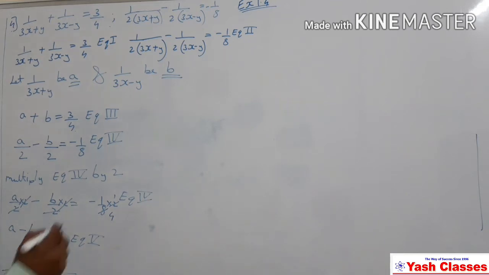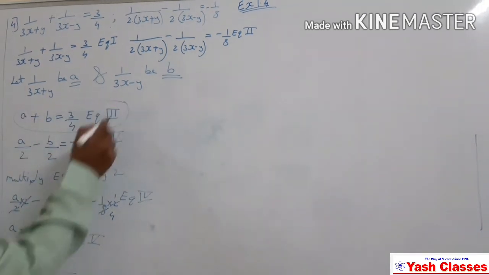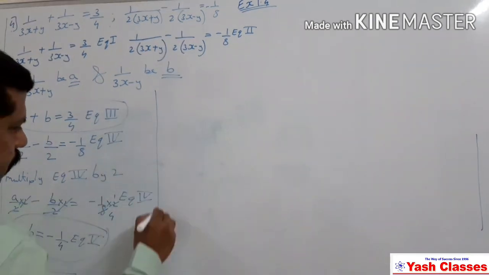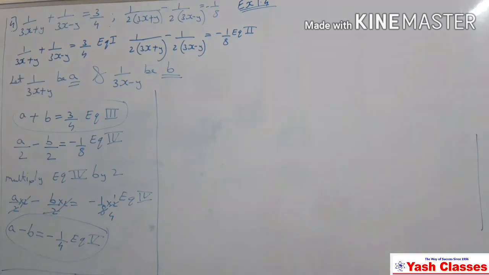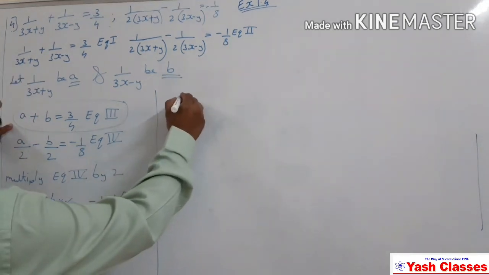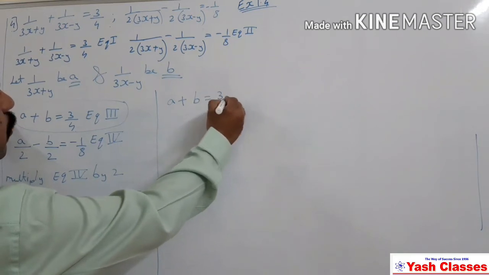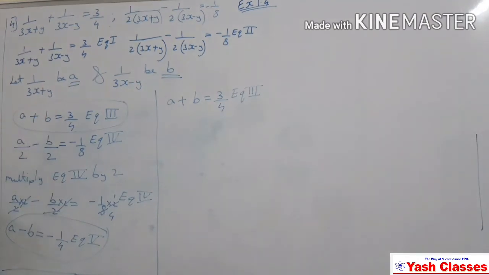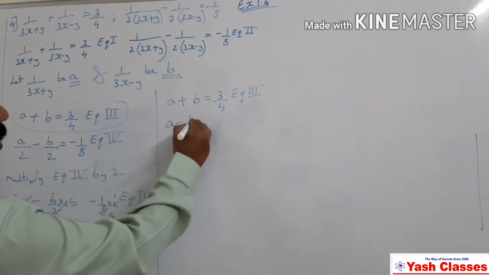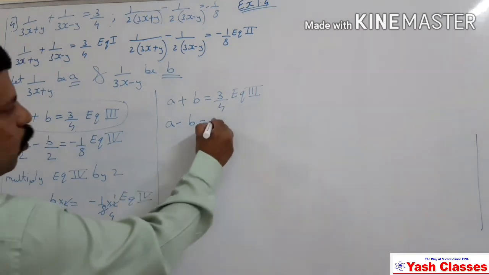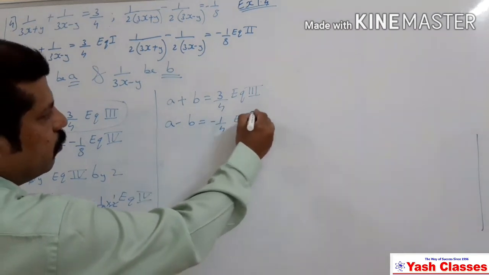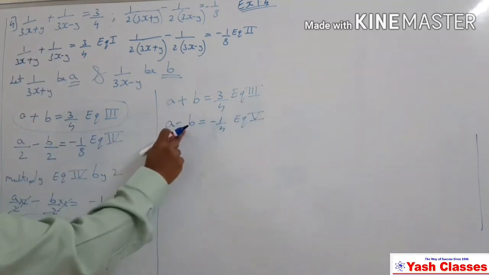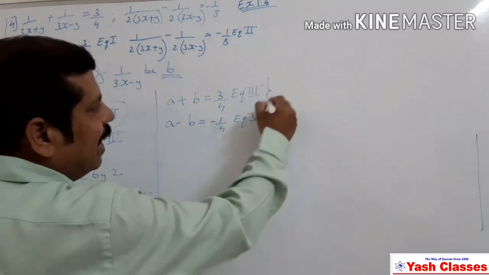Here you got equation number 3 and equation number 5. Now you have to take equation number 3: A plus B is equal to 3 upon 4. This is your equation number 3. A minus B is equal to minus 1 upon 4, equation number 5. Plus and minus is there, so you have to directly add.